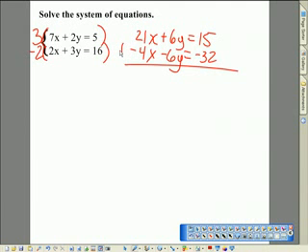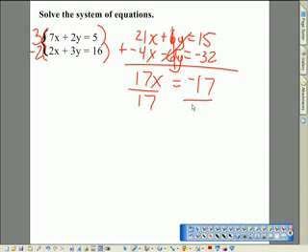Add down. 21 plus negative 4 is 17x. Those cancel right there. They're gone. Equals negative 17. Divide by 17. X equals negative 1. All right. I got negative 1 for x.